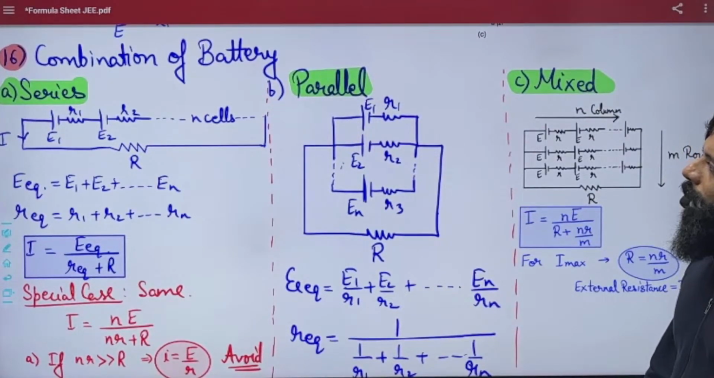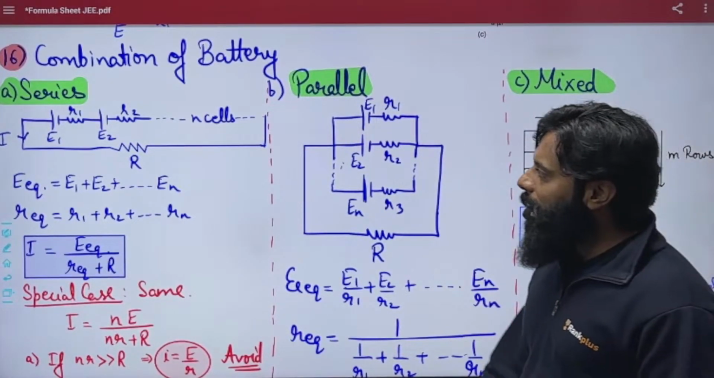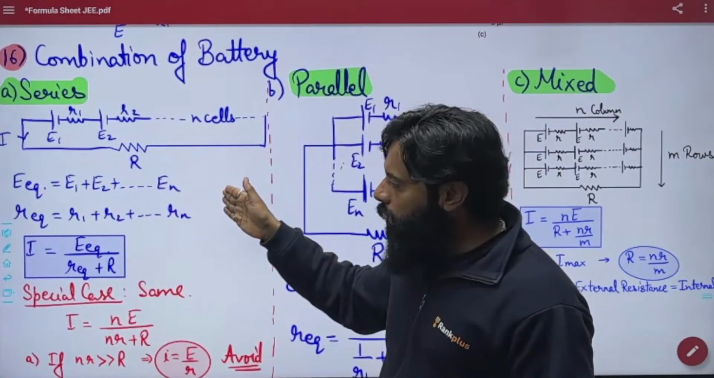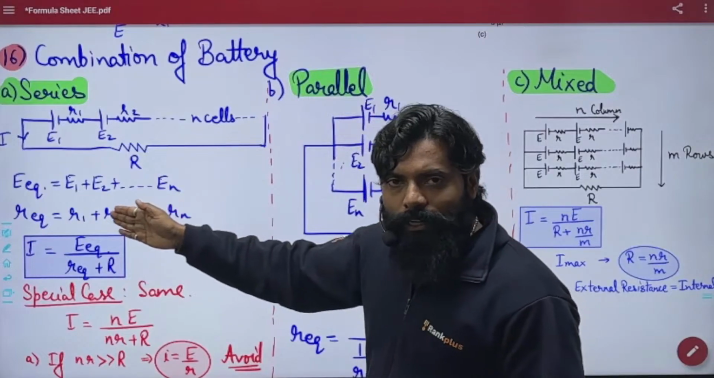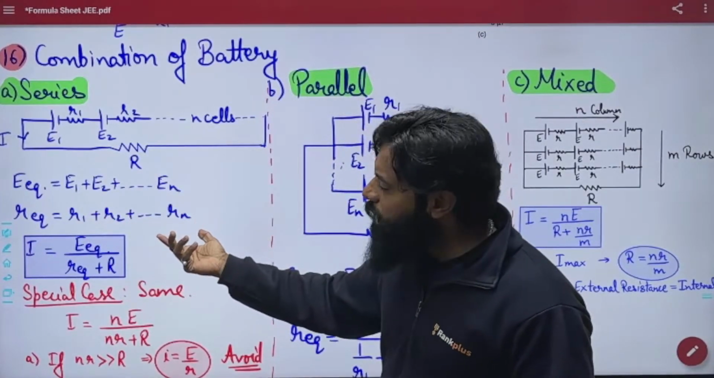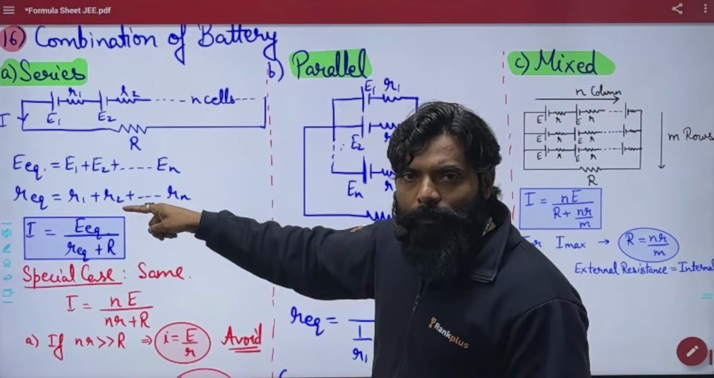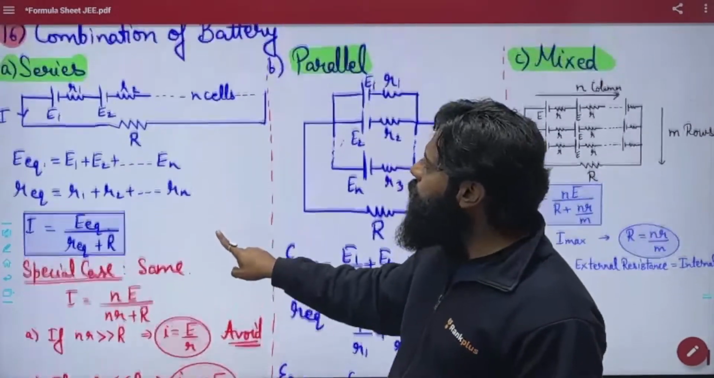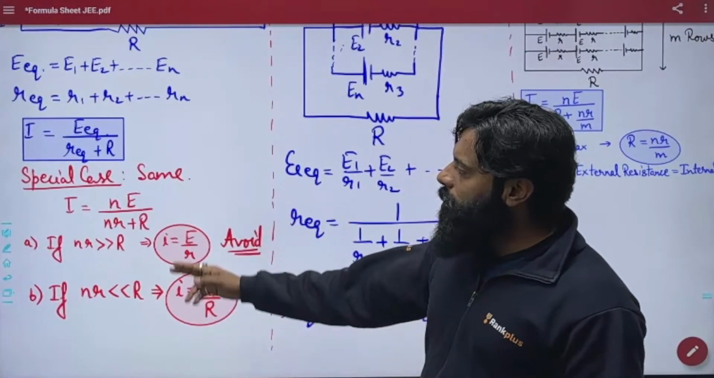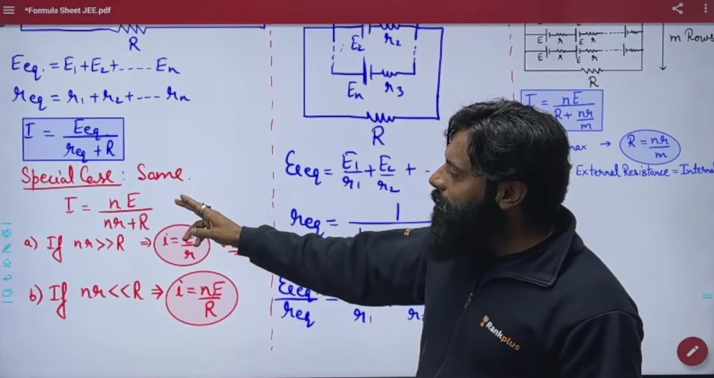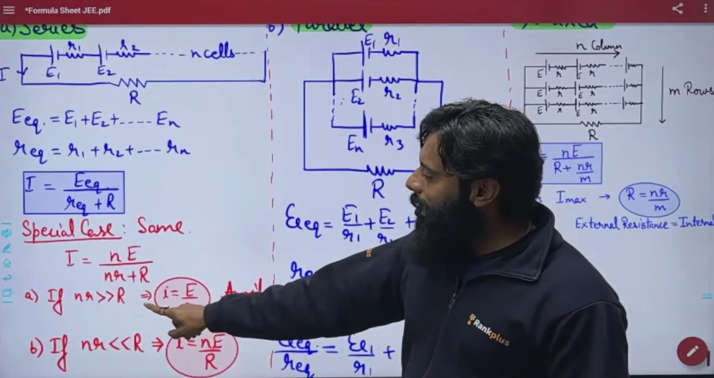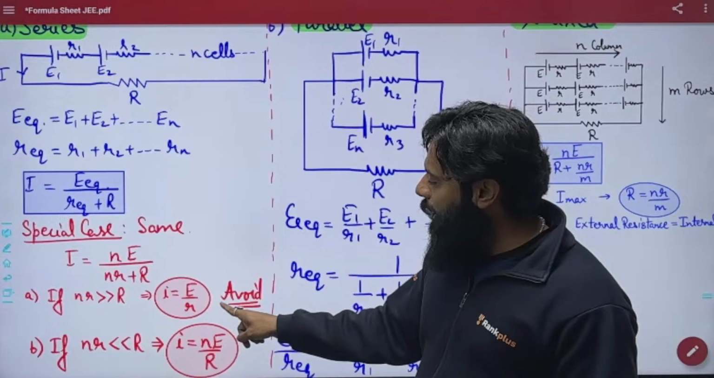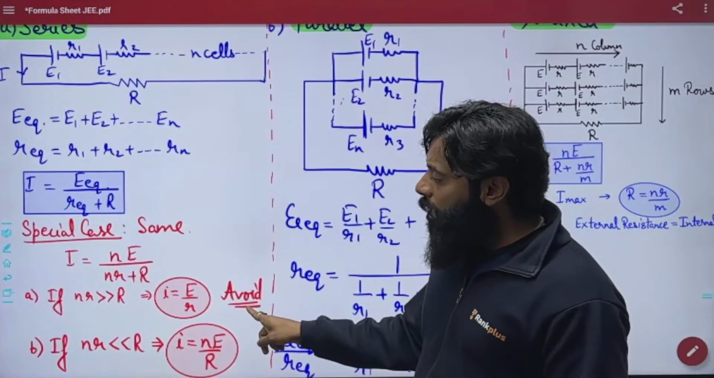Then if I have multiple batteries connected together, my equivalent E becomes E1 plus E2 plus E3, and so on. My R equivalent, as they are connected in series, you just add them up. To get the current, you take E equivalent divided by R equivalent plus R, right? For this, there is a special case. The special case is if the internal resistance is very, very high compared to the external resistance, then the value of current is E by R. So we generally avoid this scenario, right?